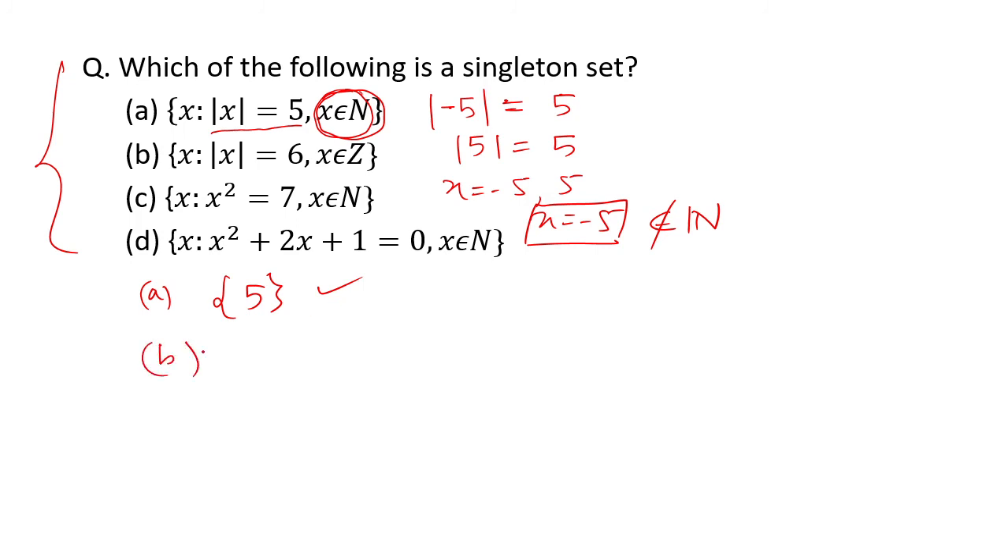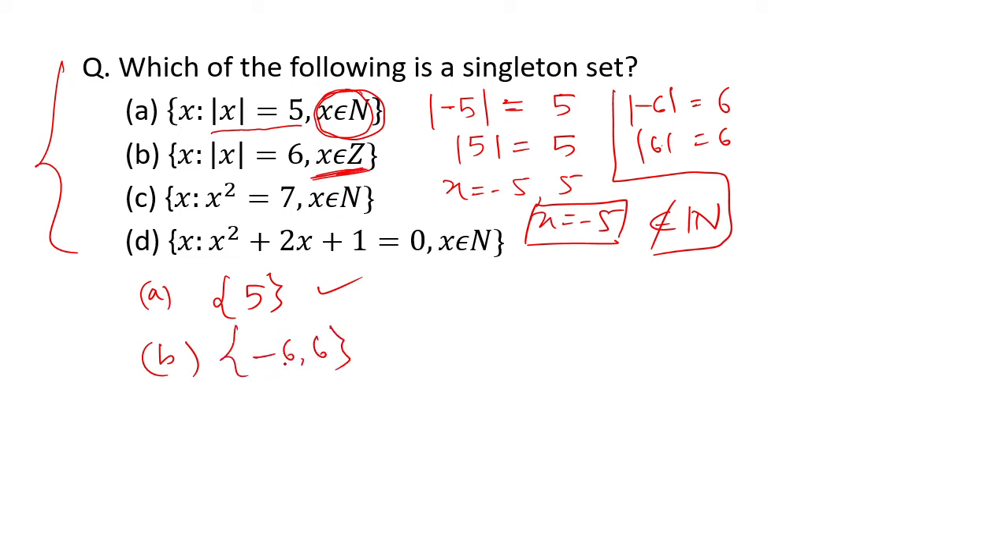Now for B, in a similar manner, if you try to make B, you can see that x equal to minus 6 and x equal to 6. So minus 6 is also there, 6 is also there, and both are integers. You are given that you have to take integers, so the set will look like minus 6 and 6, because the given condition is that x should be an integer. Minus 6 is an integer, so you can take minus 6.